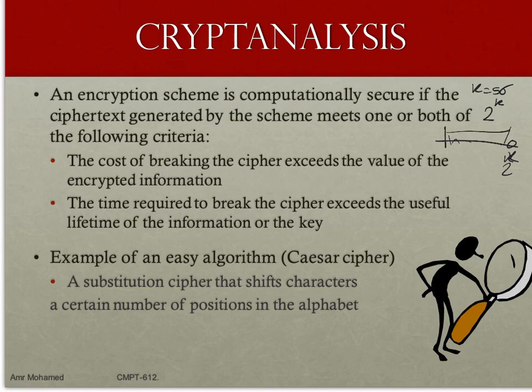So on average, you can get to the right guess in half the trials, which is 2 to the power k minus 1. This is the average. So the worst case is 2 to the power k, right? And the average number of trials is 2 to the power k minus 1, which is half. So usually it's 2 to the power k minus 1. Okay, so this is the brute force. 2 to the power 55 in the case of this.